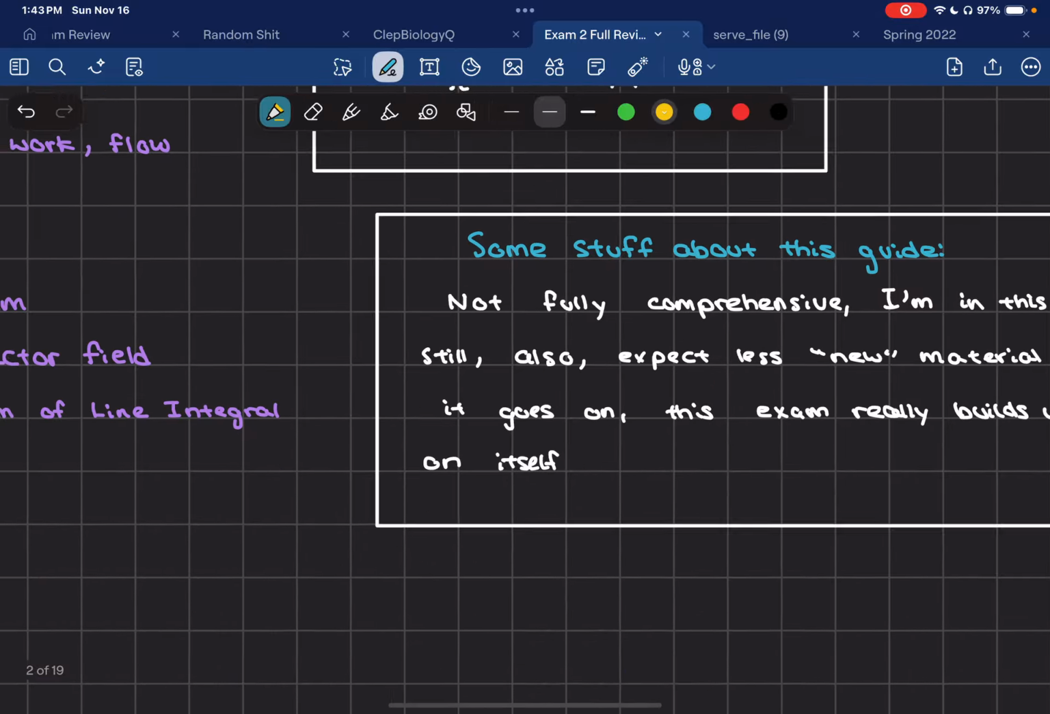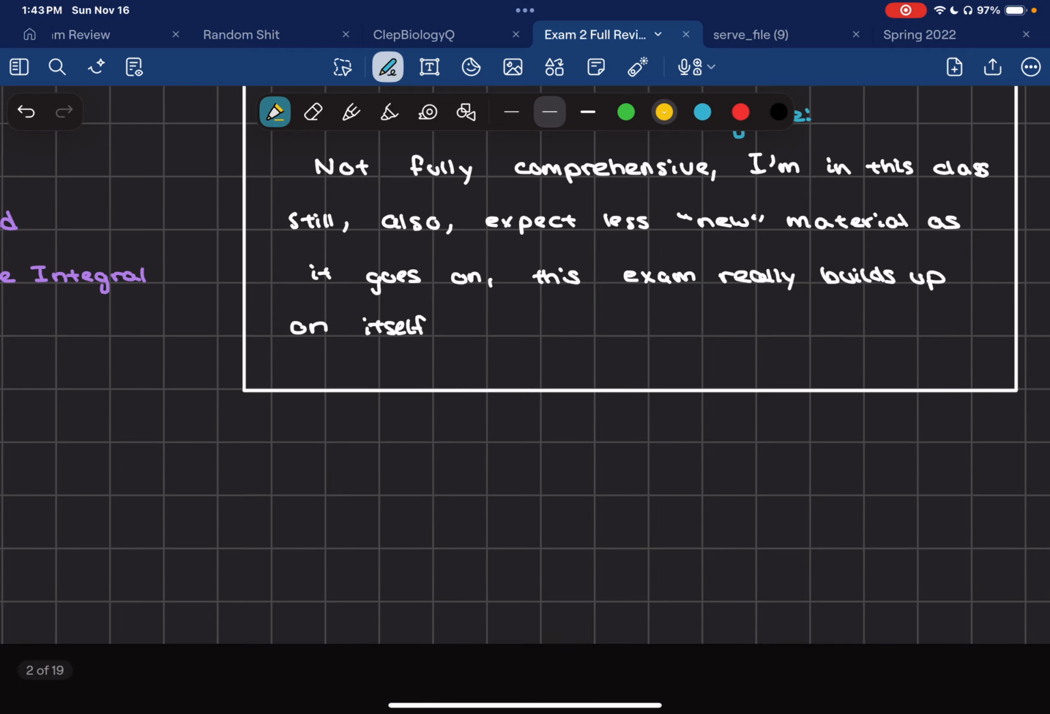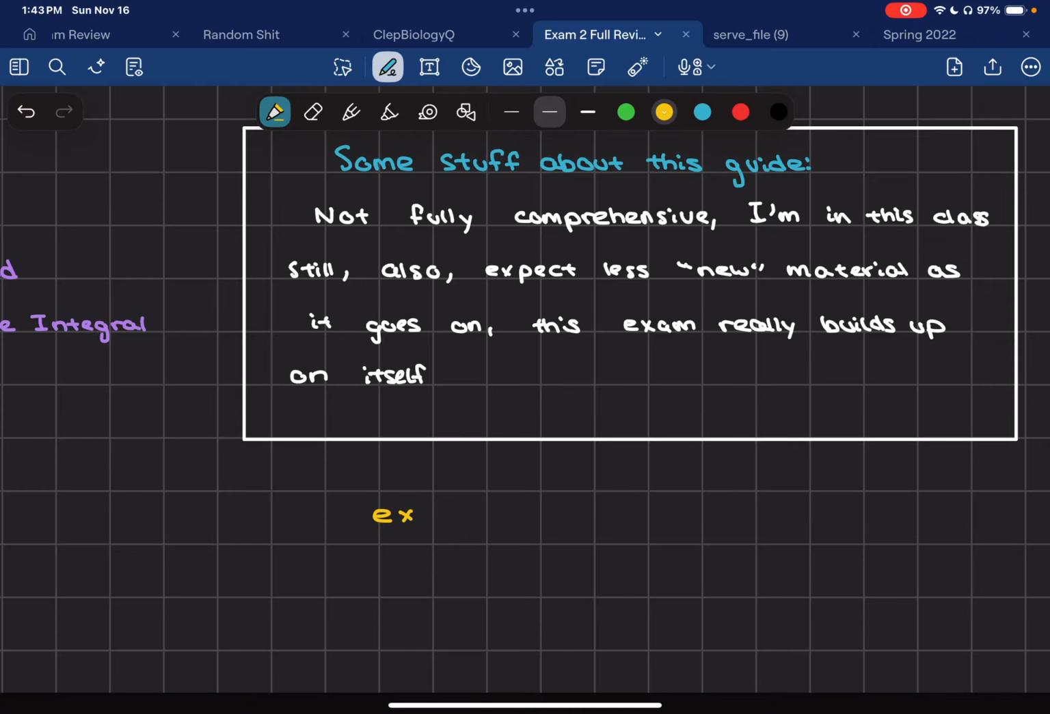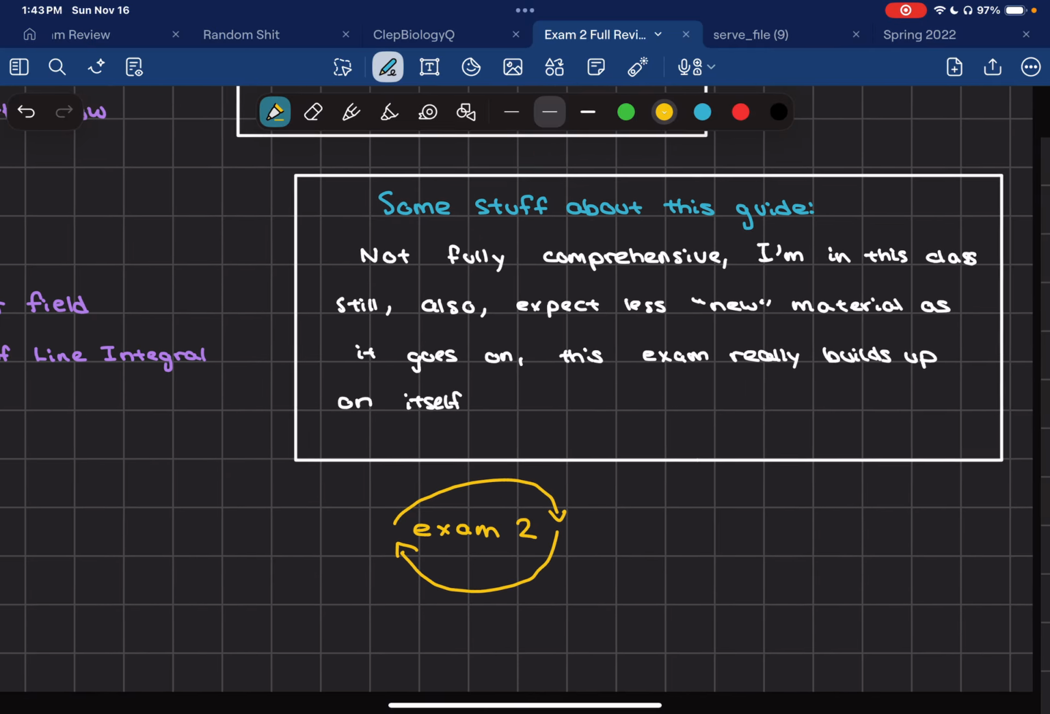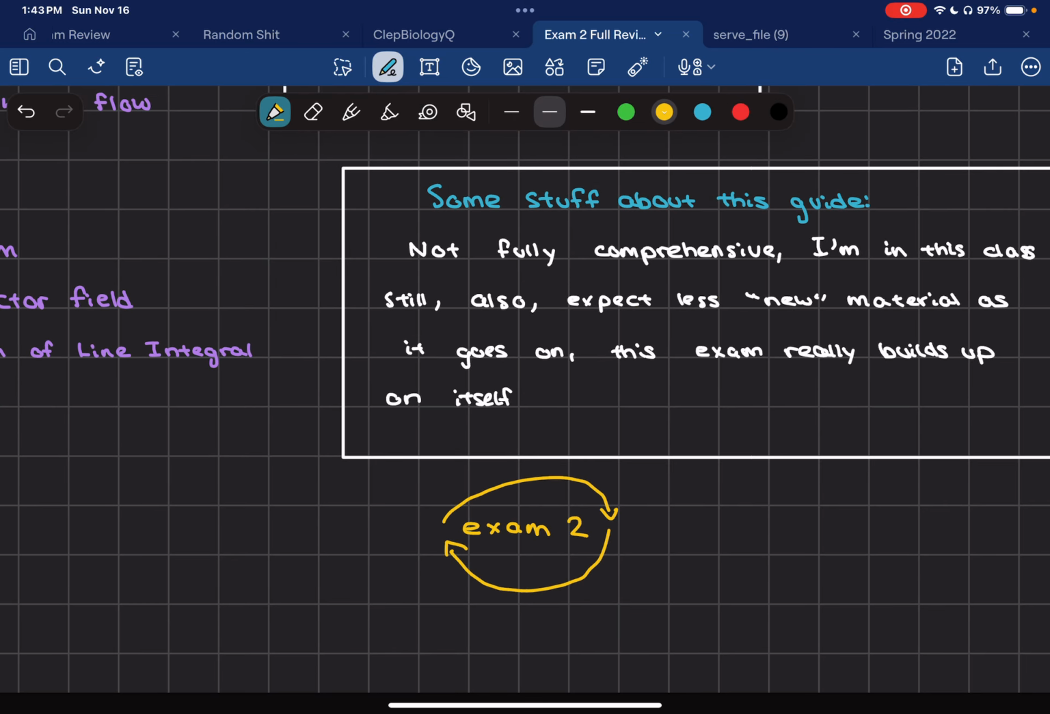Then last but not least, a little warning about this guide. Not everything is fully comprehensive because I am still taking this class right now as a freshman. So expect less material as we go on, because I'd like to think that this exam, exam 2, really likes to build on itself. So as you get good at the stuff in the start, it really helps you get good at the stuff in the end. So without further ado, let us start.